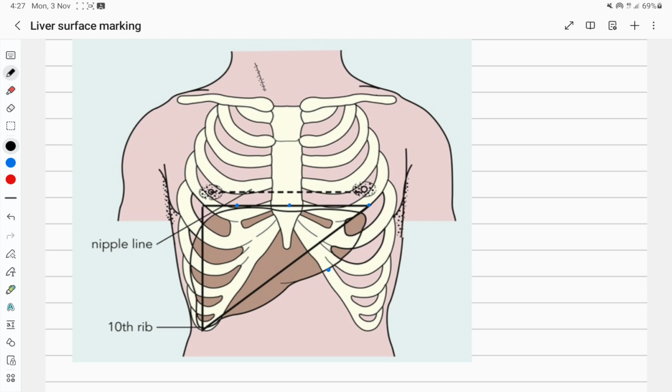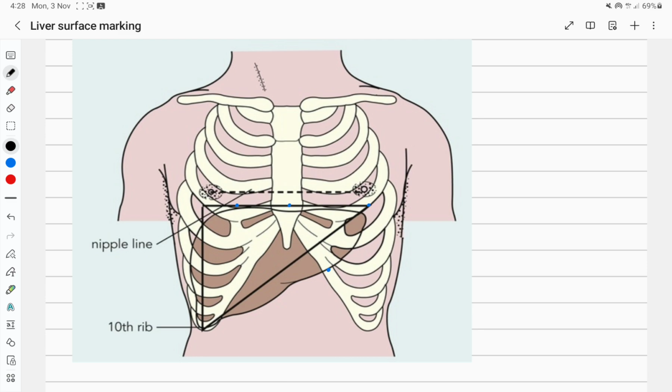In this video, I will discuss the surface marking of the liver. When you go into surface marking the liver, first you have to identify where the three borders are. That means the superior border, the inferior border and the right border. You have to relate those borders with bony landmarks so that you can do the surface marking of the liver. First, we will discuss how to identify the superior margin of the liver.